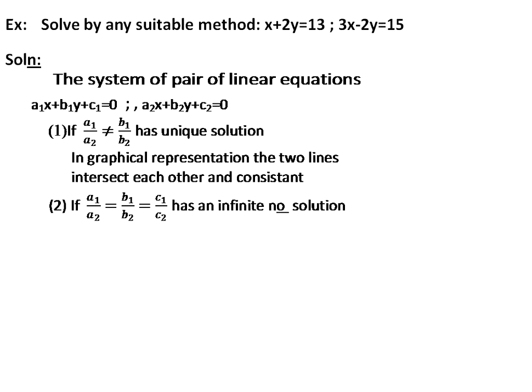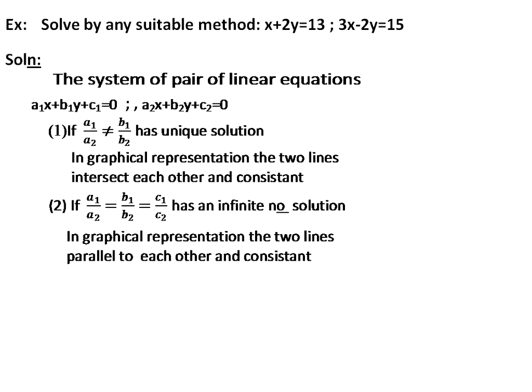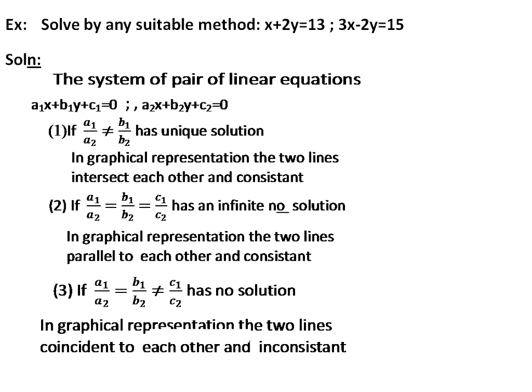Second condition, if a1 by a2 is equal to b1 by b2 is equal to c1 by c2, it has an infinite number of solutions. In graphical representation, the two lines are coincident to each other and consistent. Third one, if a1 by a2 is equal to b1 by b2 but not equal to c1 by c2, it has no solution. In graphical representation, the two lines are parallel to each other and inconsistent.